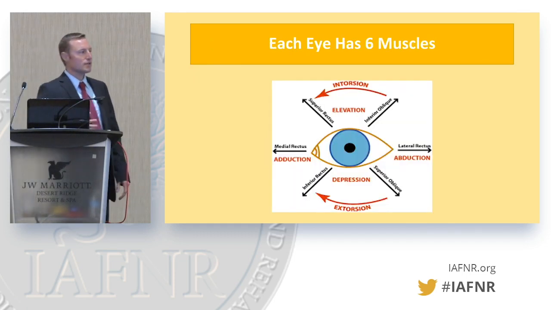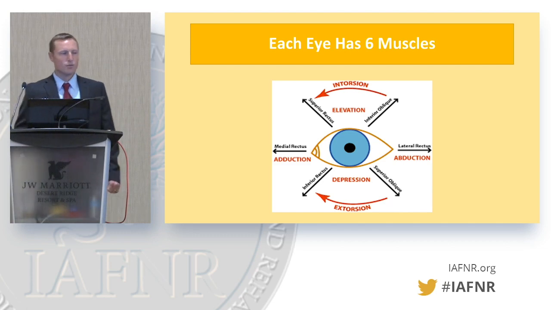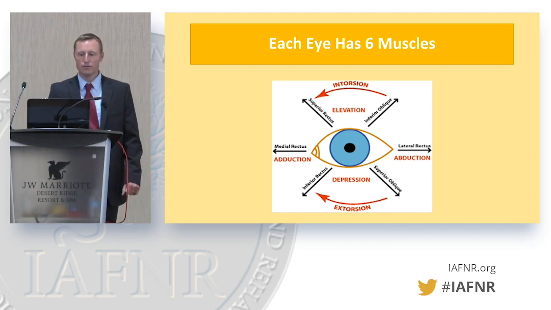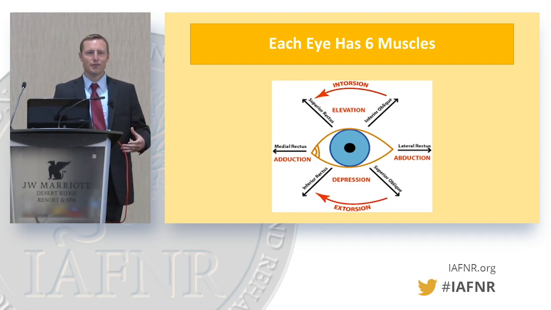But we must also understand the 6 muscles that move the eye. I'm not going to spend much time on this, but we basically have 2 elevating muscles: the superior rectus and the inferior oblique. So don't get confused by the name. It's an inferior named muscle, but it moves the eye up.